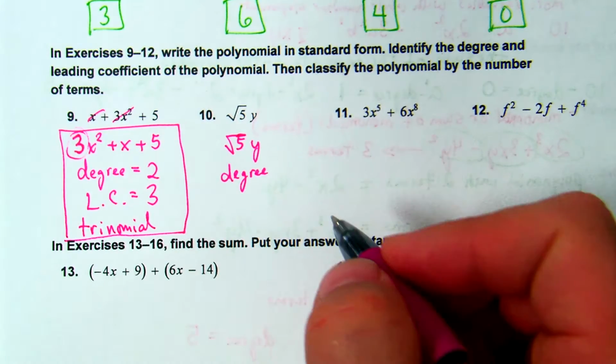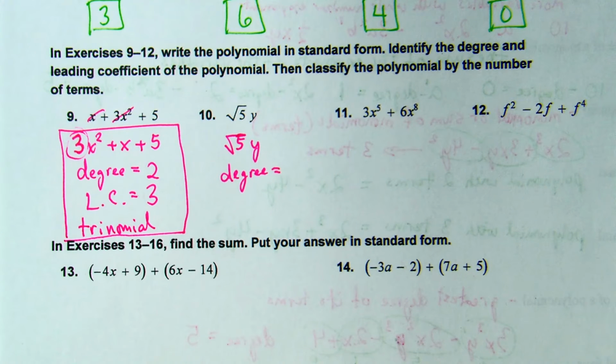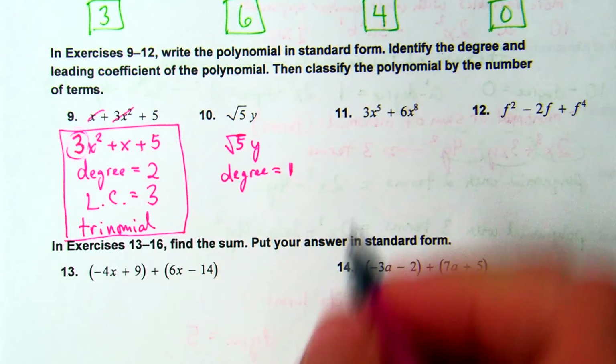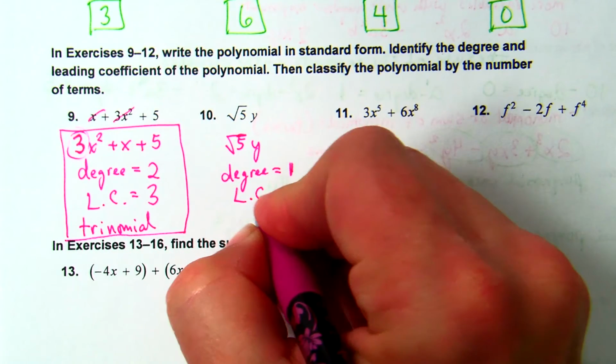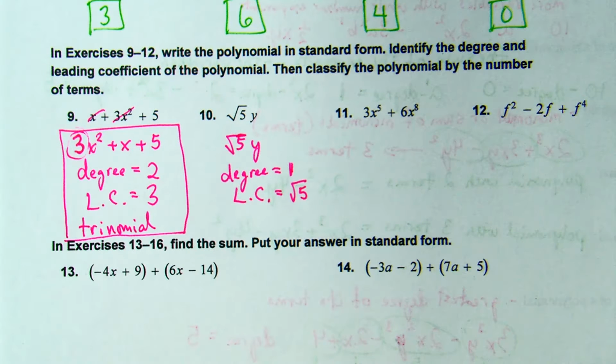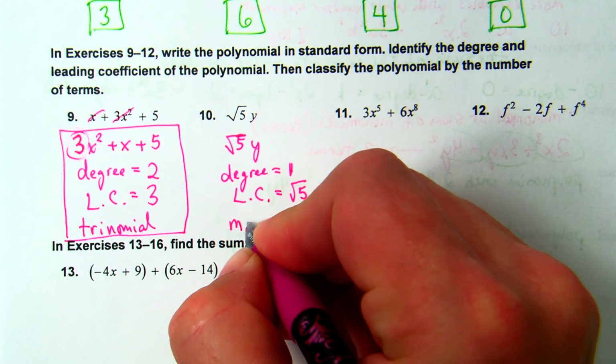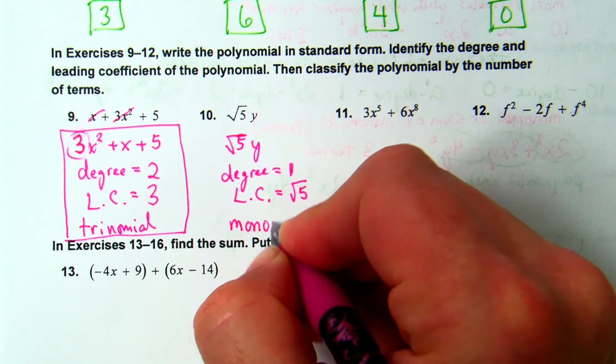Alright, let's finish number 10 now. We've got the degree of what? Y to the what power? It's the only term in here, so it's y to the what power? 1. So our degree is 1. Our leading coefficient is the square root of 5. It's the coefficient of y, because it's our only term, and it's in the front. And it is a monomial because there's only one term here.